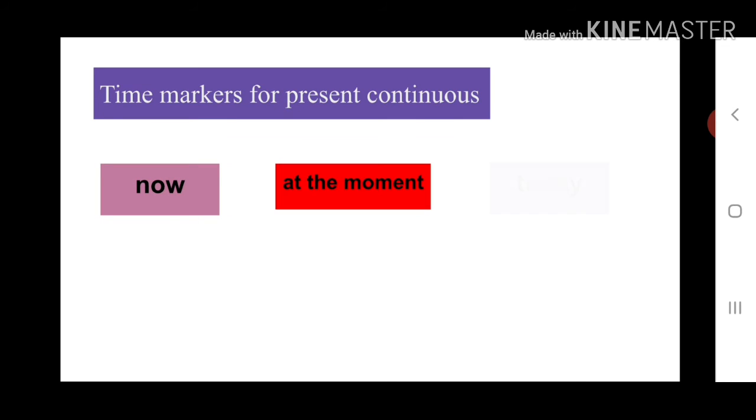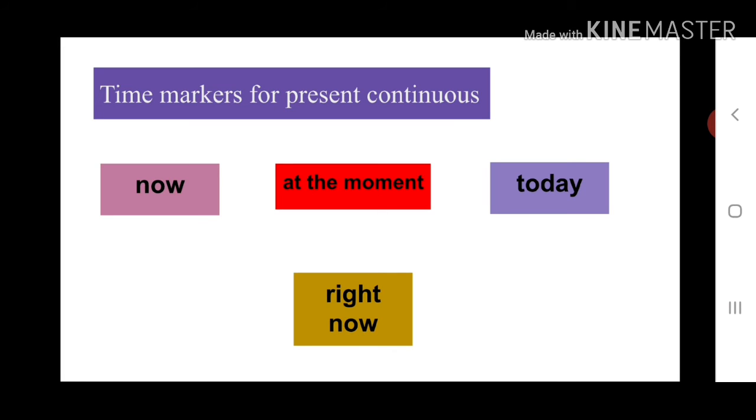Time markers for present continuous. We have now, at the moment, today, and right now, okay? As I told you before, a time marker is going to give us information about the tense in which we're looking at, let's say. So I want you to do the same thing now, guys. I want you to pause the video, look at each of these time markers, and create a sentence in present continuous this time using those time markers.